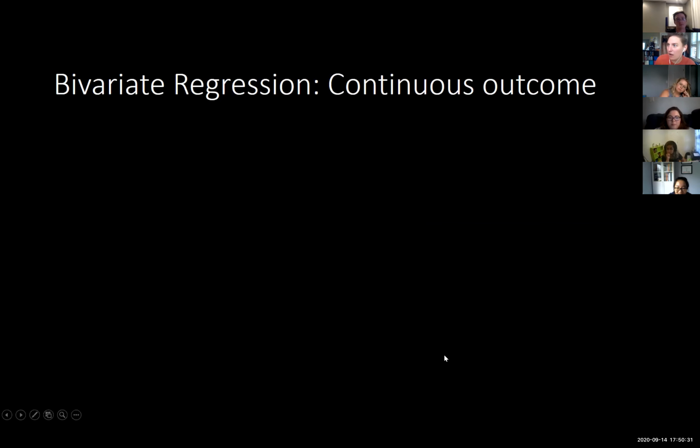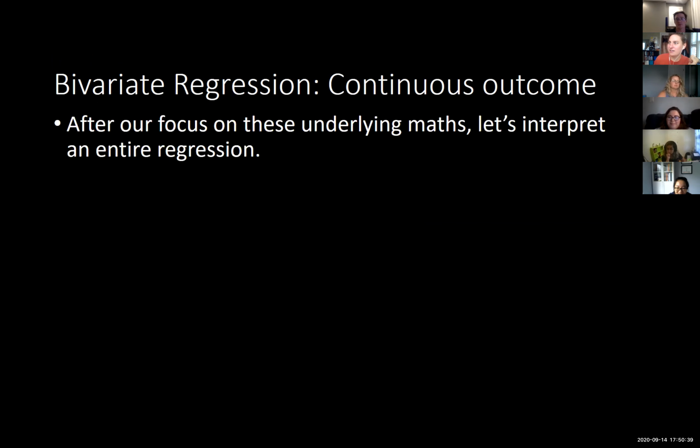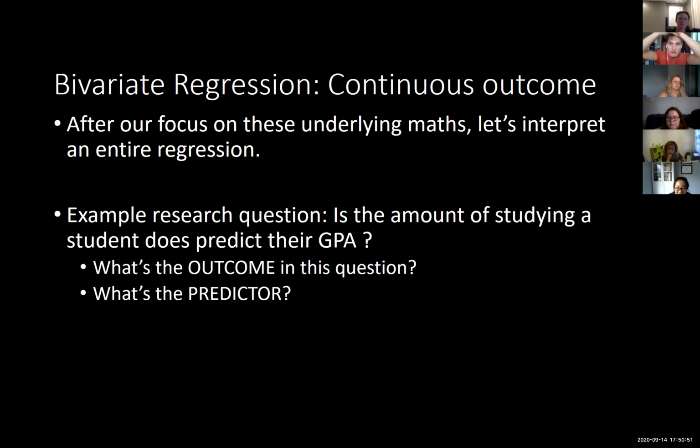And now, I'm going to put it all together in one piece. So now we've been focusing on the underlying maths, but I'm going to interpret an entire regression and walk you through exactly what you need to include for any one of these that you do. Here's my example research question. Is the amount that a student studies predictive of their GPA? The outcome in this question is the GPA. The predictor in this question is amount of time studying.